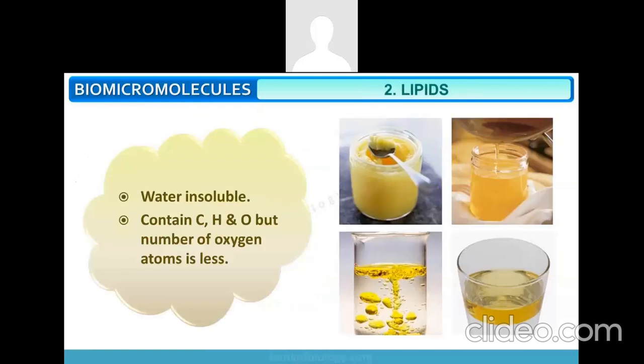Next, we'll move to the next biomolecule, which is called lipids. In simple terms, lipids are substances which are insoluble in water and they appear like oil. So, fats. They contain carbon, hydrogen, and oxygen, just like a carbohydrate, but the number of oxygen atoms is comparatively less.